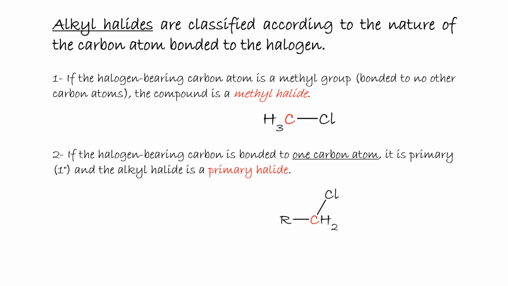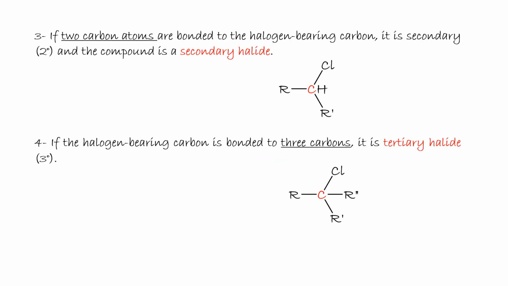Alkyl halides are classified according to the nature of the carbon atom bonded to the halogen. So if we have CH3 halogen, we call it methyl halide. Here is methyl chloride. If the halogen-bearing carbon is bonded to one carbon, we call this a primary halide. If the carbon connected to the halogen is connected to two carbons, then it is a secondary halide. If the halogen-bearing carbon is bonded to three carbons, it is a tertiary halide.